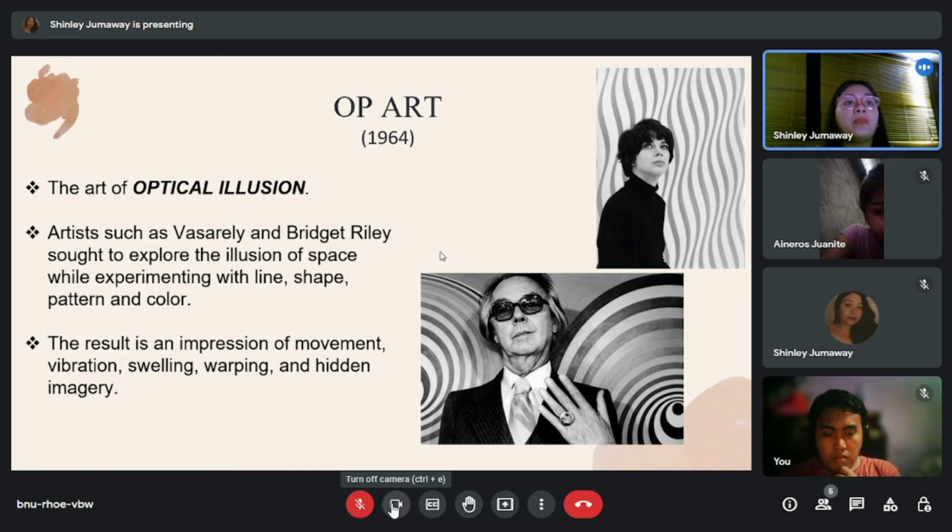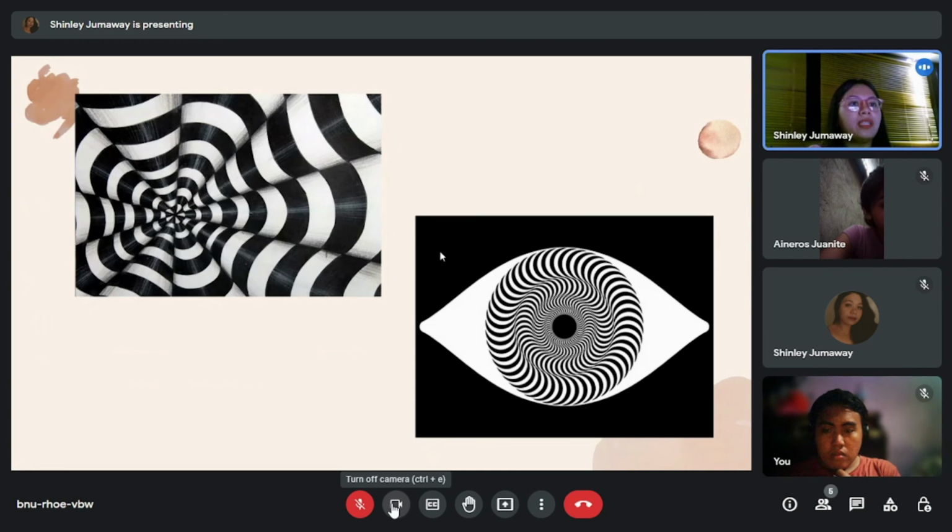Yan yung purpose ng optical illusion. Yung parang kasalungat siya sa kasabihan na what you see is what you get. Kasi yung optical illusion is, yun nga yung nakita mo, iba yung ma-receive ng brain mo. Ito yung mga example ng OP art or optical illusion arts.